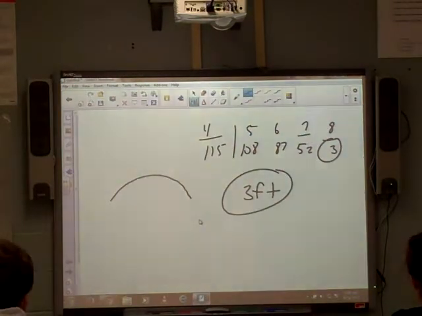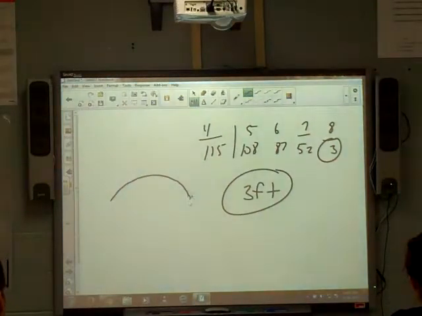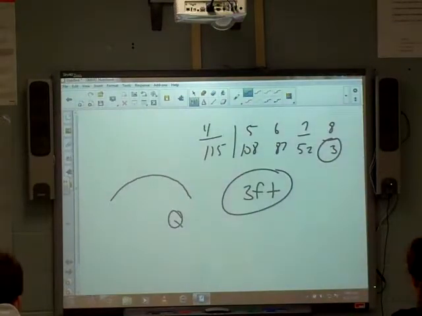Now, it had another question that says, what type of function is that? What type of function makes a U-graph? Yeah, but what's the function called? That's right. Quadratic.